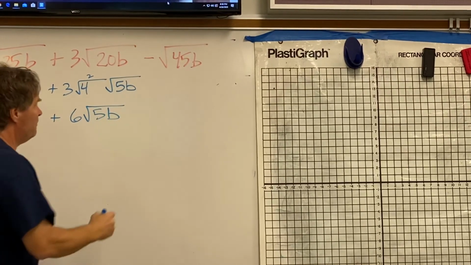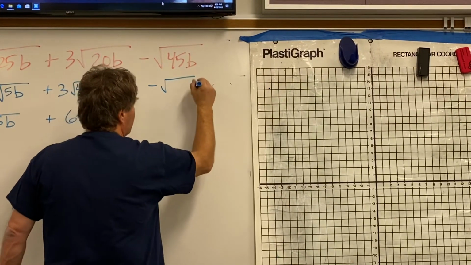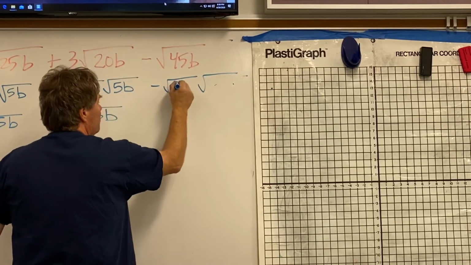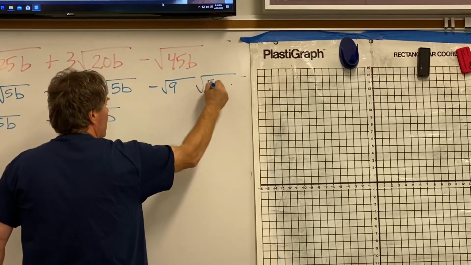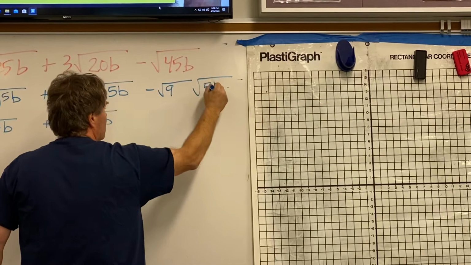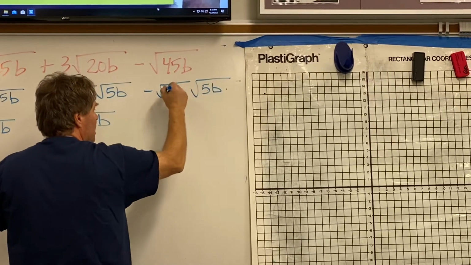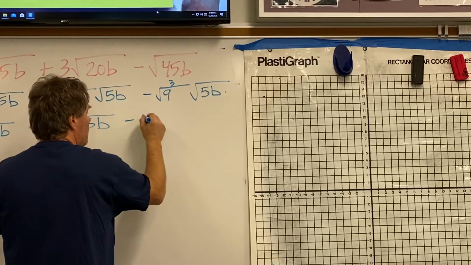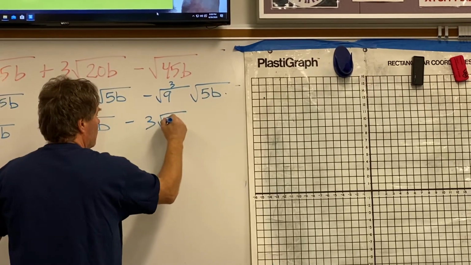And then finally, let's see, minus root pretty, root ugly. What's pretty about 45? 9. What's ugly? 5. What's pretty about b? Nothing. It's on the ugly side. This is 3 minus 3 root 5b.